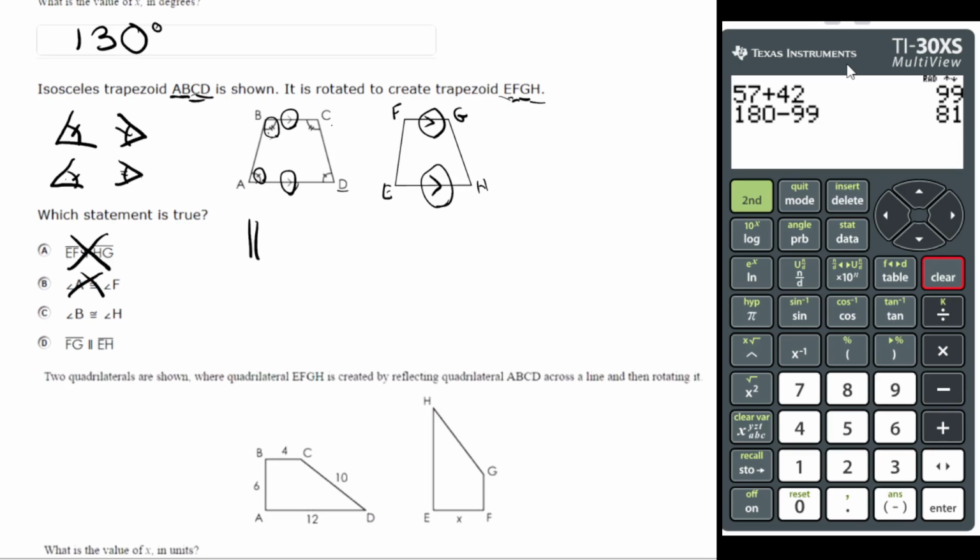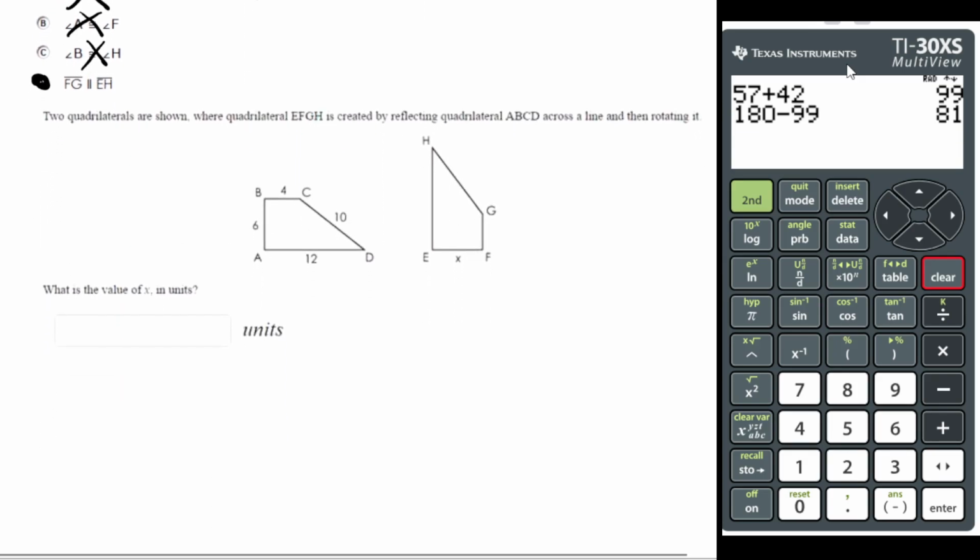Angle B is congruent to angle H. So angle B has two dash marks. Angle H would be down here where D was. That only has one dash mark, so that's not congruent. Side FG is parallel to EH. These are parallel. They both have that parallel arrow on their line. So that's it.